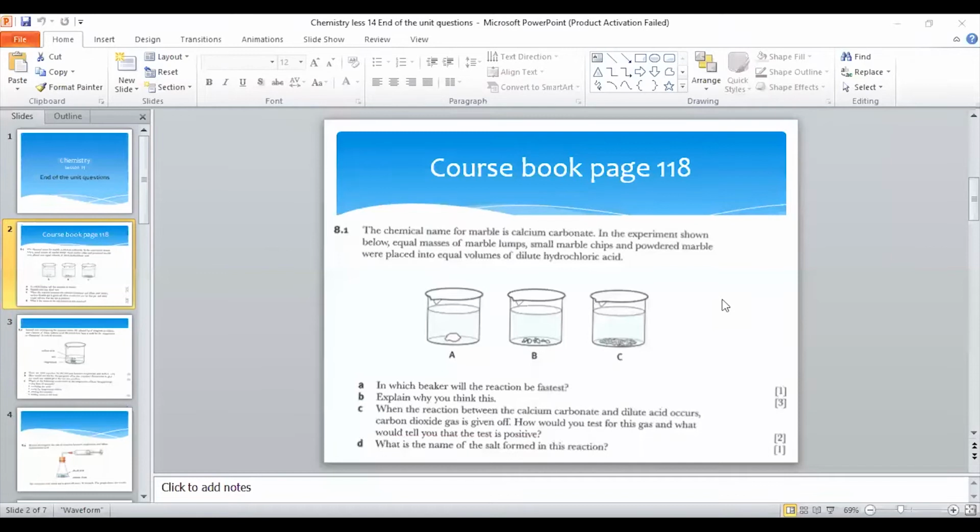Okay, why do you use carbon dioxide, a solid carbon dioxide, to put out fire? In every building we have some bubbles filled with carbon dioxide. Okay, so you should remember this. Okay, what about D? What is the name of the salt formed in this reaction? Calcium chloride. Exactly, calcium chloride. Okay, let's see the other one.